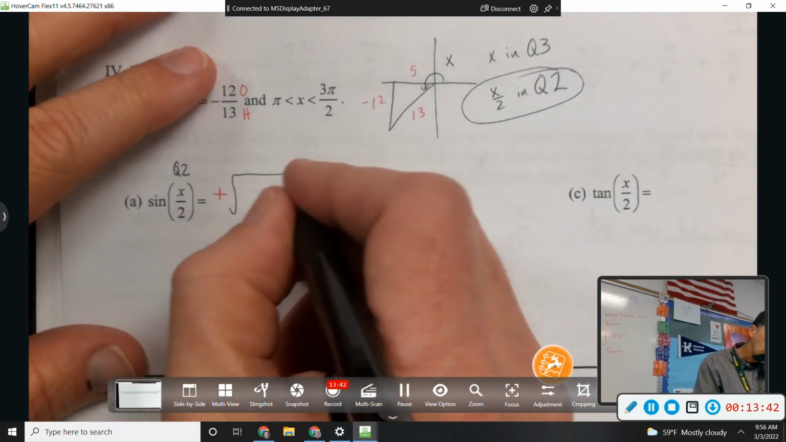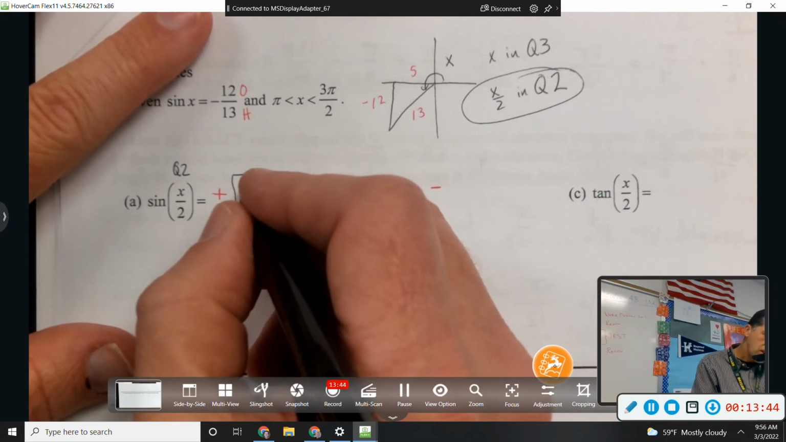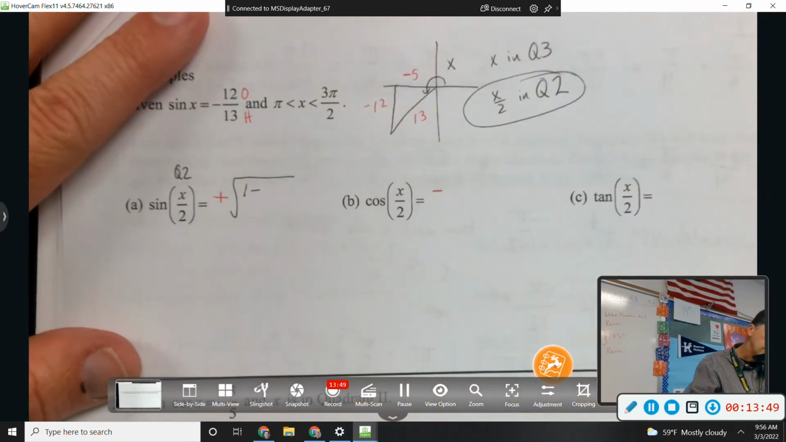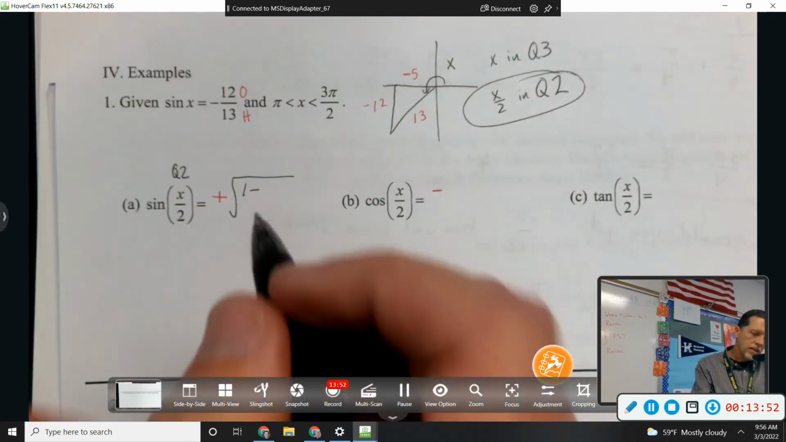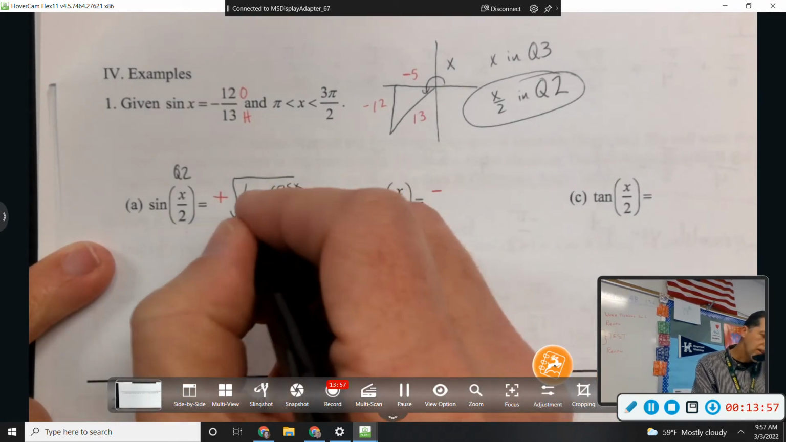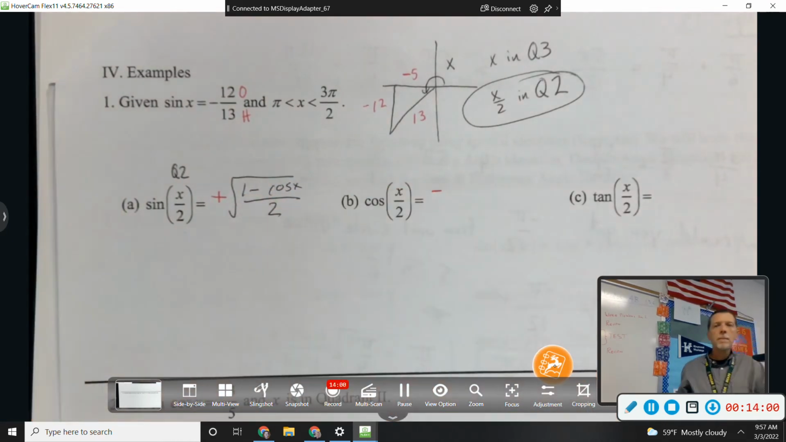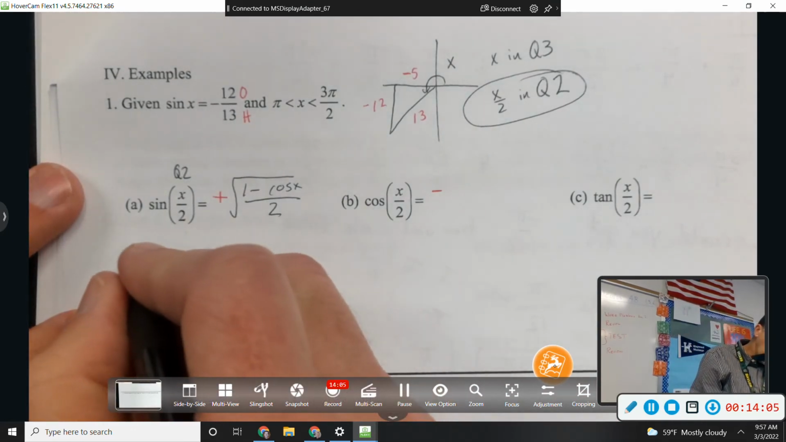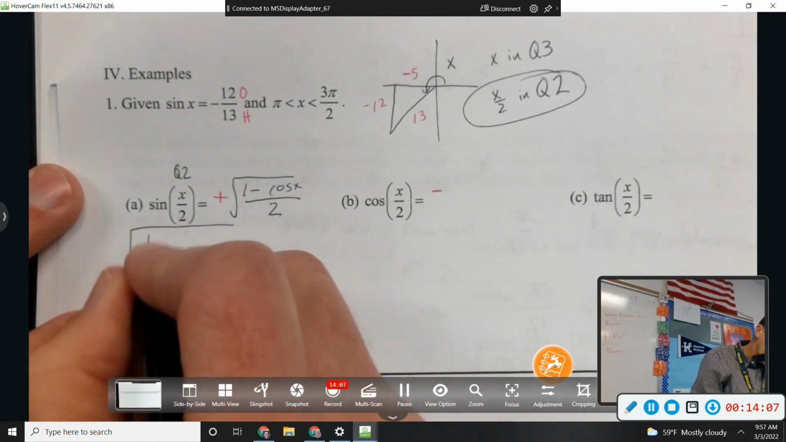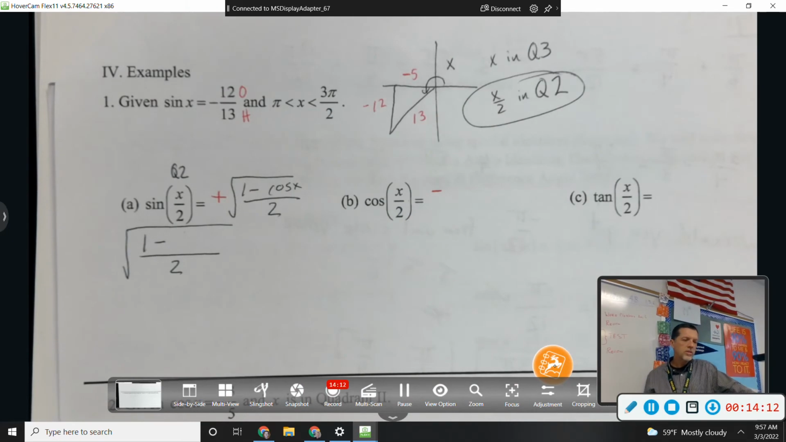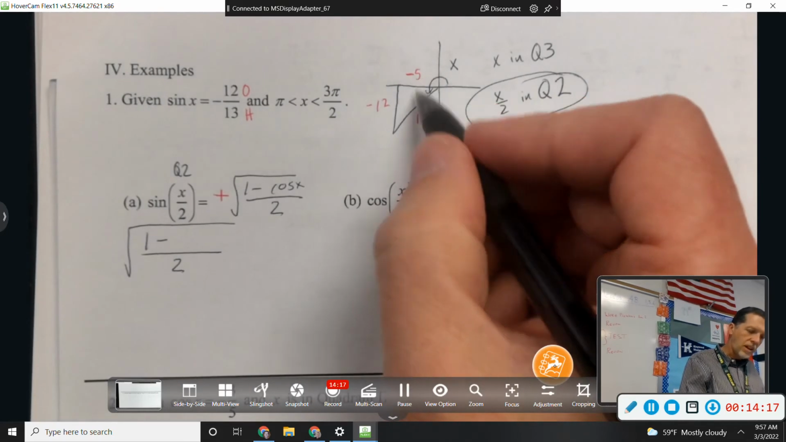All right, the formula for sine. Oh, thank you. The 5 should be negative. The formula for sine is the square root of 1 minus cosine of x over 2. So we're going to get some more algebra practice here. So what's the cosine of x? Negative 5 over 13.